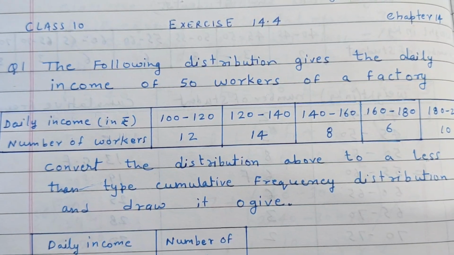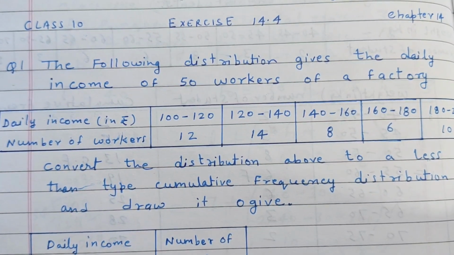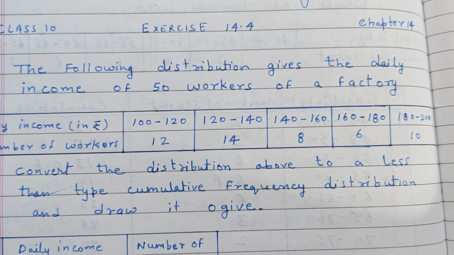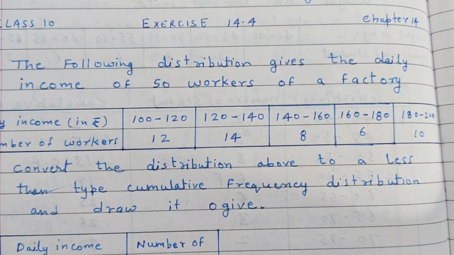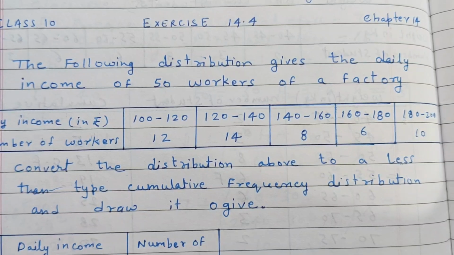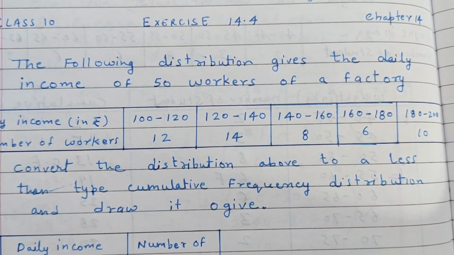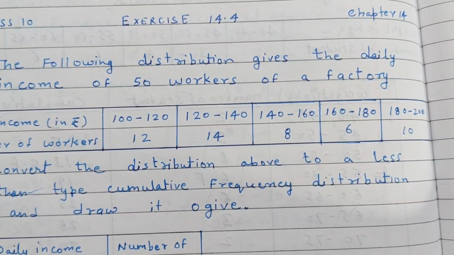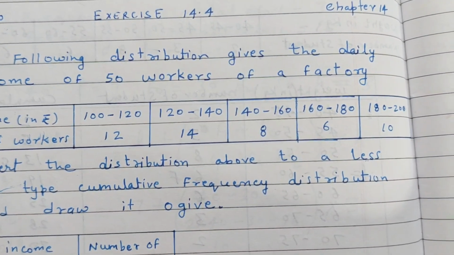Number of workers is 12. 120 to 140, number of workers 14. 140 to 160, number of workers 8. 160 to 180, number of workers 6. 180 to 200, number of workers 10.